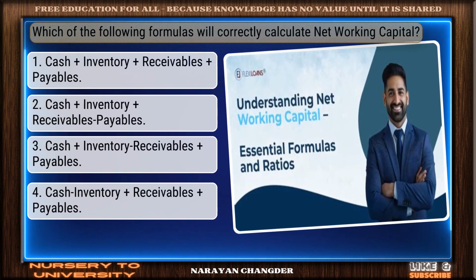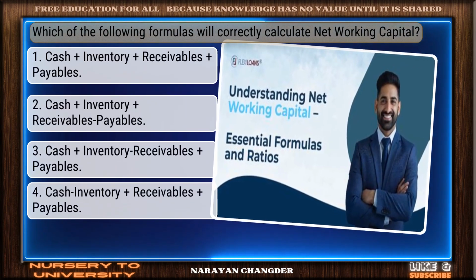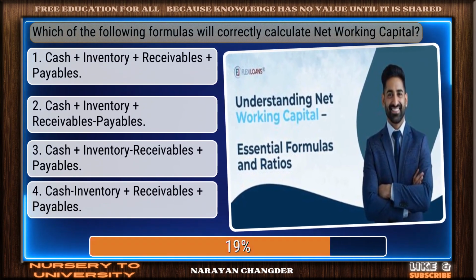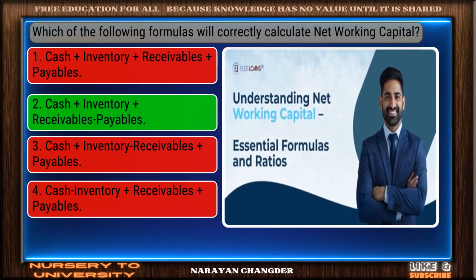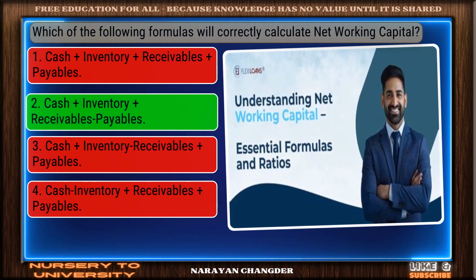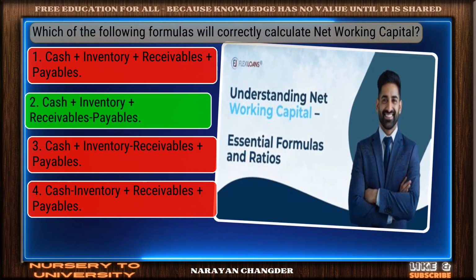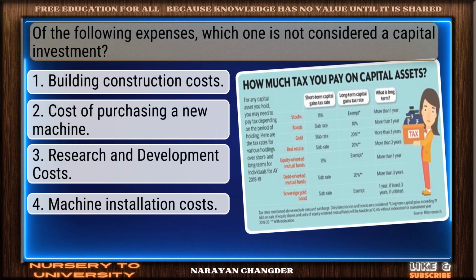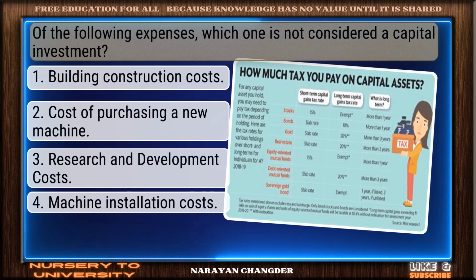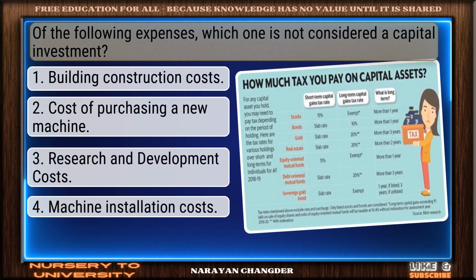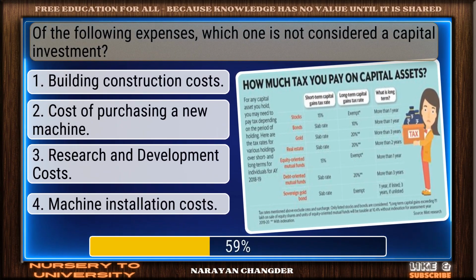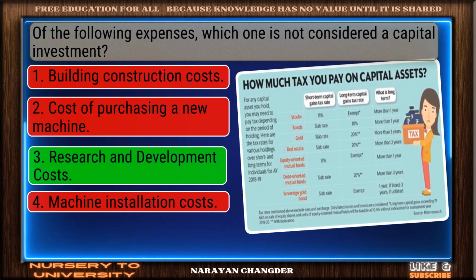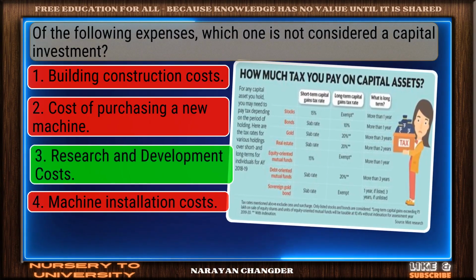Which of the following formulas will correctly calculate net working capital? Great job! Cash plus inventory plus receivables minus payables is the accurate answer. Of the following expenses, which one is not considered a capital investment? Valid point. Research and development costs is true.